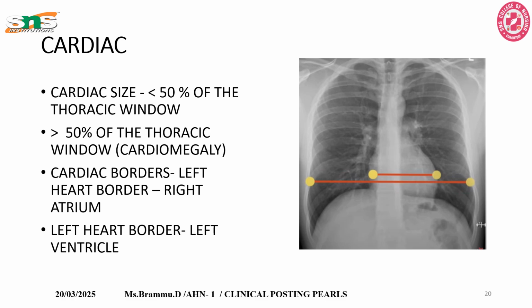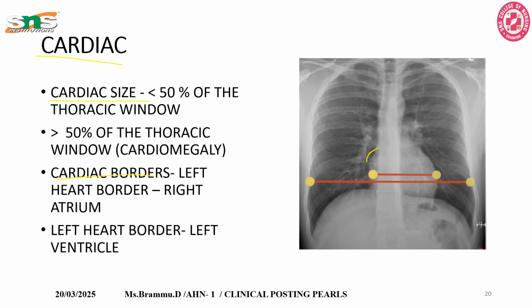Next, coming to the C, which stands for cardiac. Here in cardiac, we're going to see the cardiac size as well as the cardiac borders. When you draw an imaginary line from the lateral surfaces from right to left, and the cardiac borders from right to left, it should always be less than 50% of the thoracic window. If it is more than 50% of the thoracic window, it indicates that the patient is having cardiomegaly. And this cardiomegaly is always seen in a patient with right heart failure or left heart failure, or might be in case of congestive cardiac failure, as well as the borders.